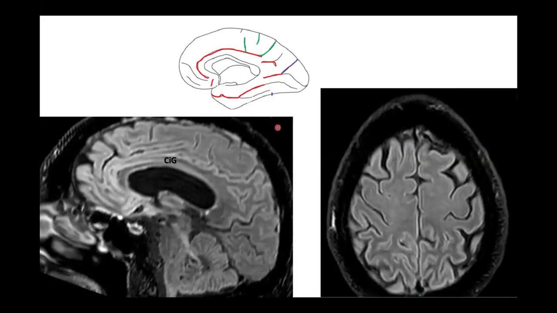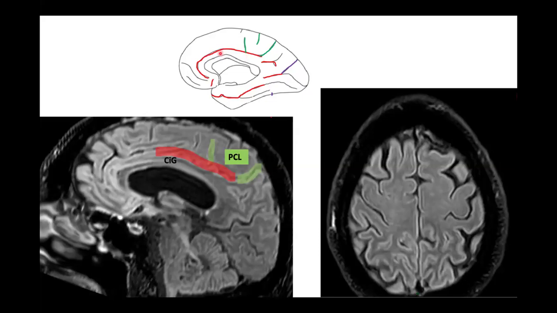Now we move to the medial surface. As we said, you could examine the medial surface using a medial sagittal cut, or you could also use a high axial cut. Your first mission is to identify the corpus callosum, and then you identify the sulcus, which is called the cingulate sulcus. Very good.